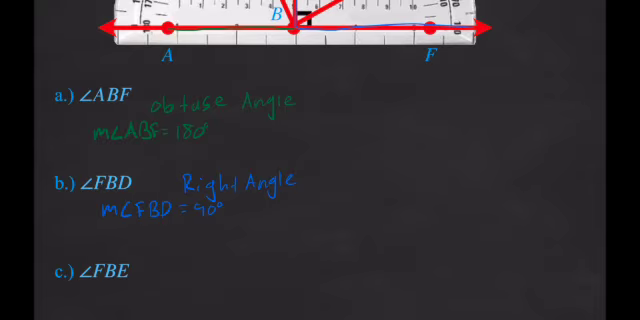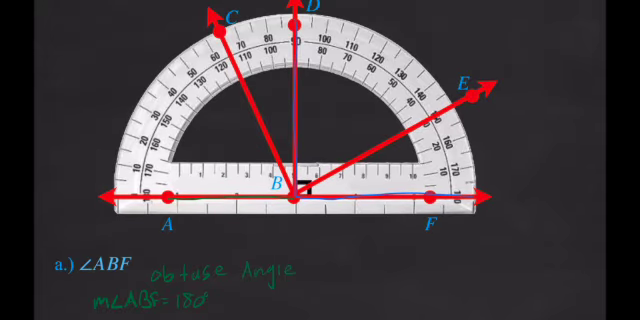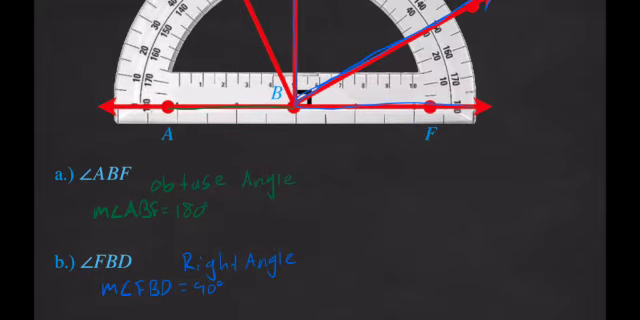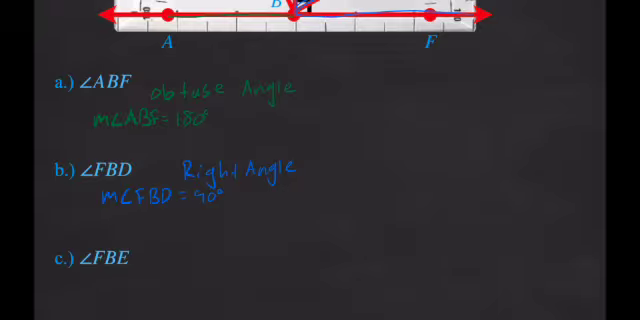And lastly, FBE. Notice this line, this ray E, is within that 90-degree angle, so it's an acute angle. By the way, reading this would be at 30 degrees. So we are going to go 10, 20, then 30. So we are at a 30-degree angle there. So the measure of angle FBE equals 30 degrees. And this is an acute angle.